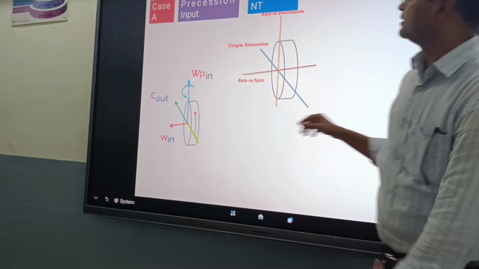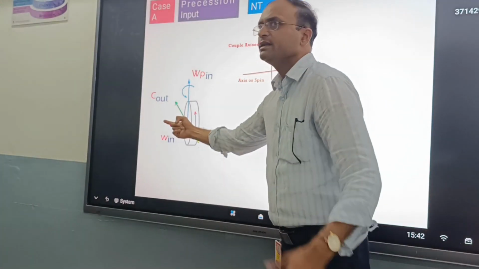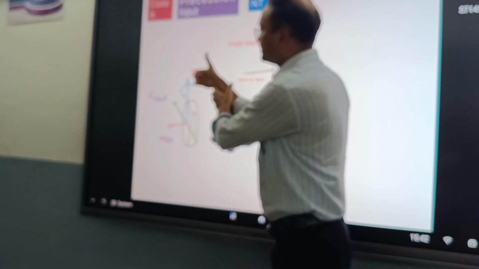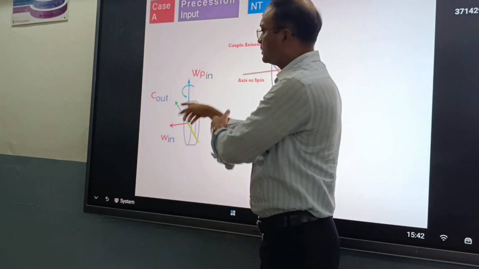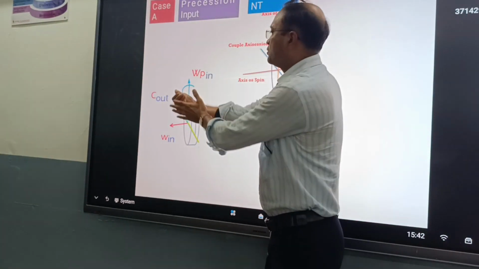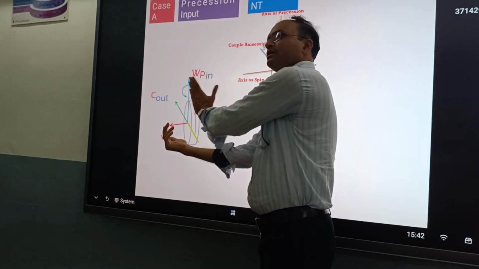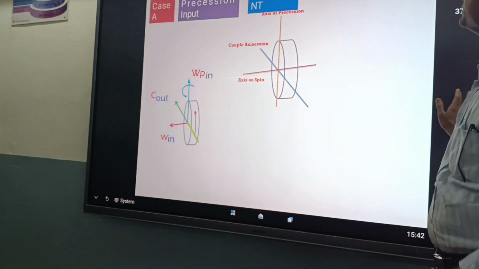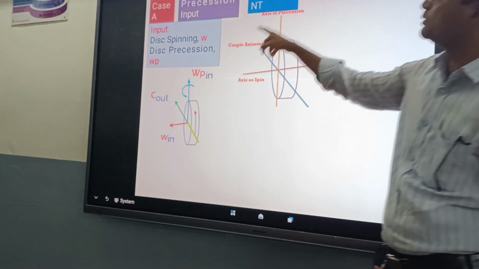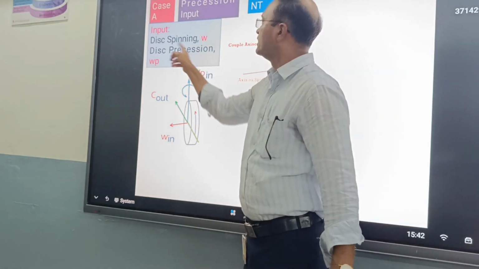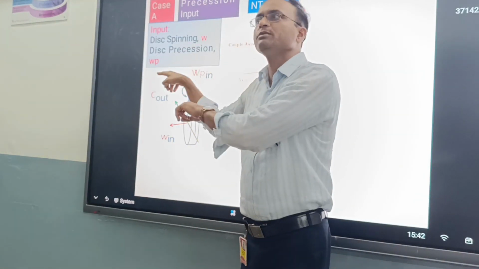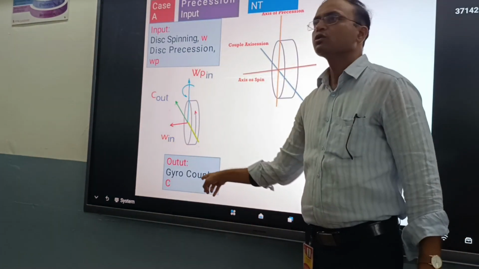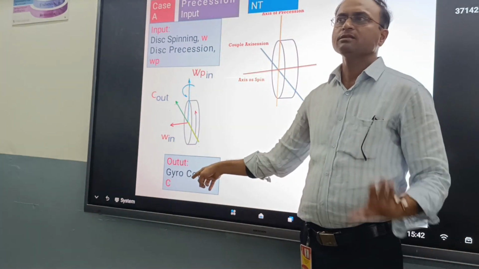First case, omega in as usual input, omega p in is also input. What is output? Output is the couple. In this case, couple is the output. Okay. In second case, so what is input? This spinning, that is omega, is input. This precession, that is omega p, is also input. What is output? Output is gyroscopic couple. Is it clear?